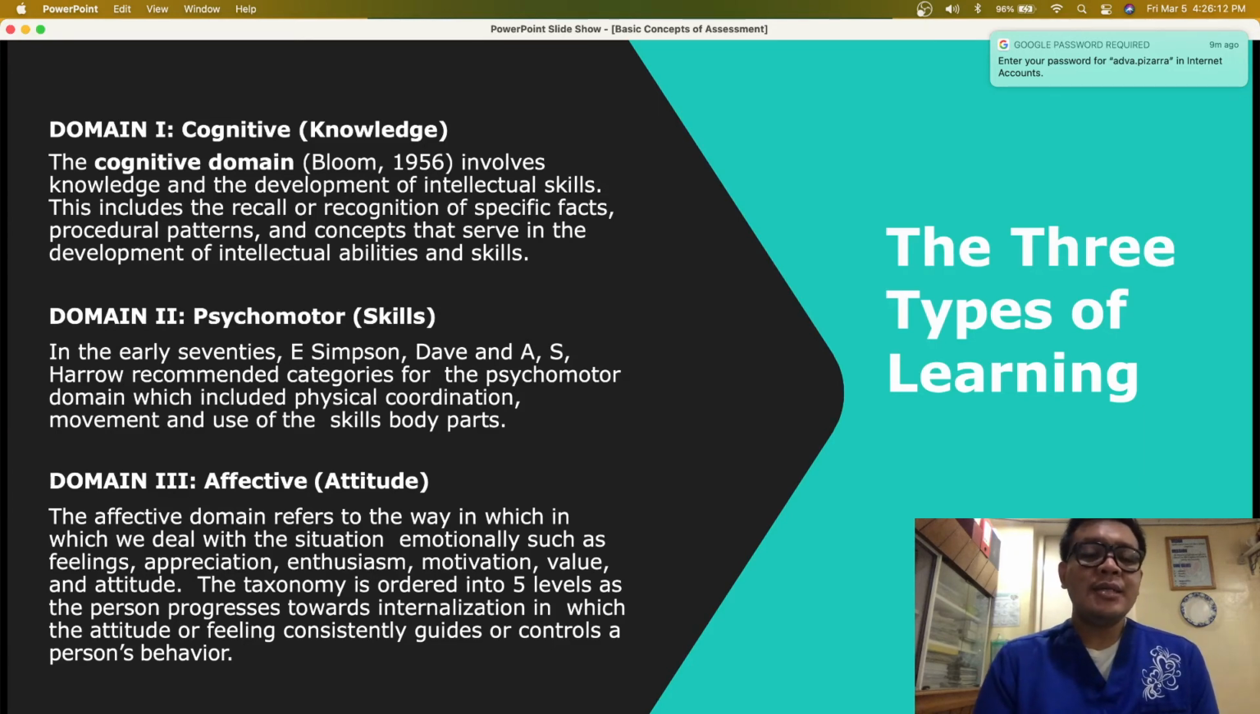And lastly is the attitude or affective domain, which refers to how we deal with a certain situation emotionally, such as feelings, appreciation, enthusiasm, and motivation. We have values and attitude. The taxonomy is ordered into five levels as the person progresses towards internalization, in which the attitude or feeling consistently guides or controls a person's behavior.